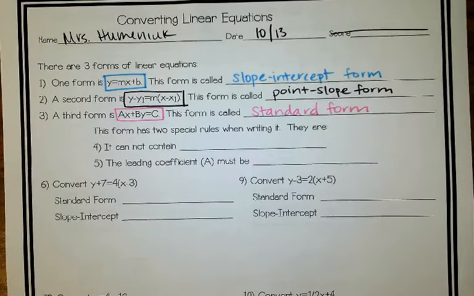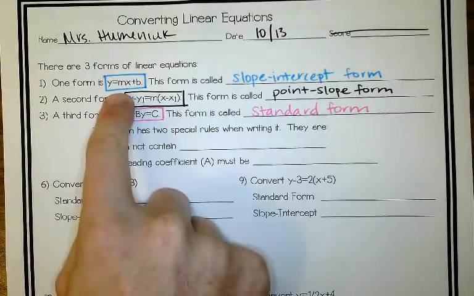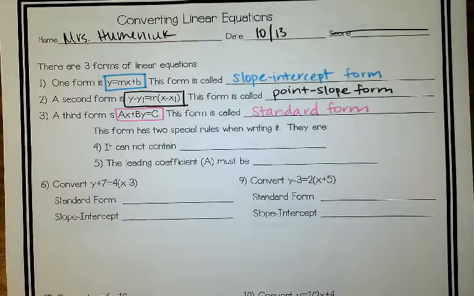Right, guys, so we have three different forms of linear equations. We have y equals mx plus b, which is slope-intercept form. We have y minus y sub 1 equals m, parentheses x minus x sub 1. This is point slope form. And ax plus by equals c, which is standard form.